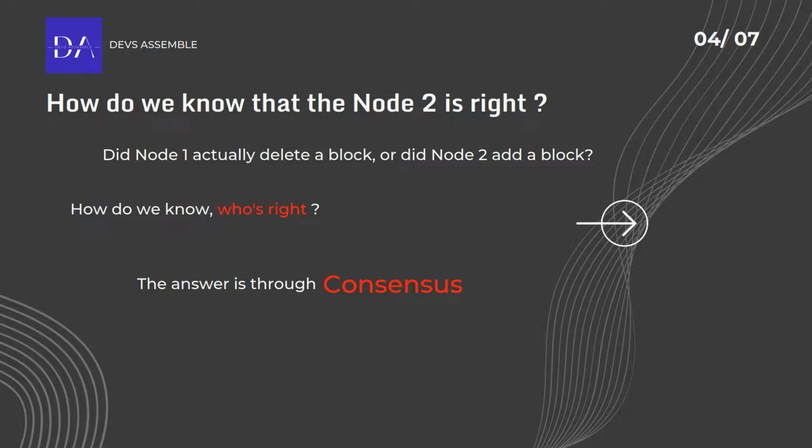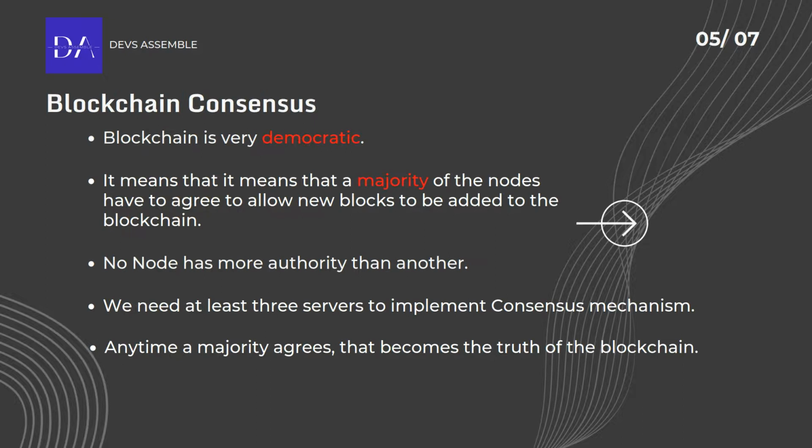Let's take a look at blockchain consensus. So blockchain is very democratic. It means that a majority of the nodes have to agree to allow new blocks to be added. Nodes use a consensus mechanism, in other words, just a set of rules that they agree to abide by, because no one node has more authority than any other node. So how do they reach consensus and agree? How do I know that server 1 deleted something and server 2 didn't add something? We don't know. That's why we need at least one more server. So we need at least 3 servers so that we can agree.